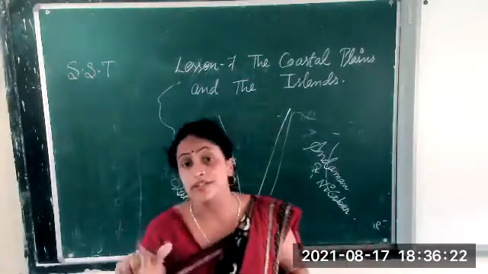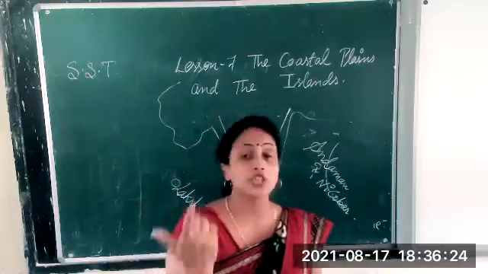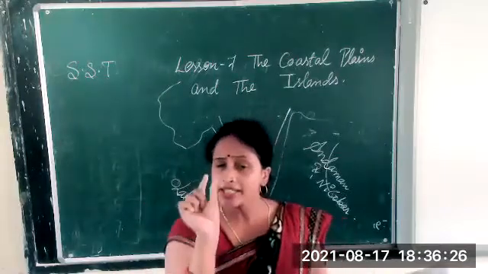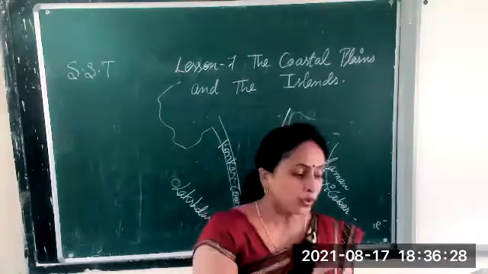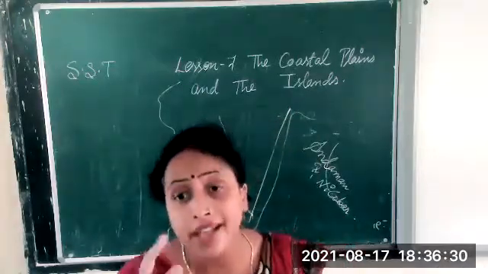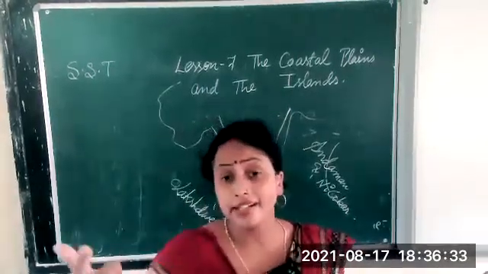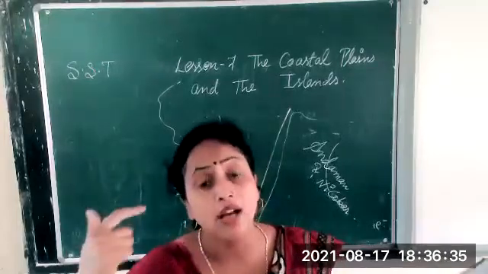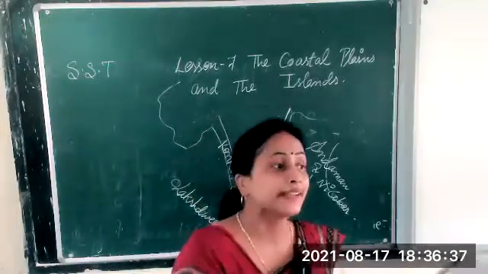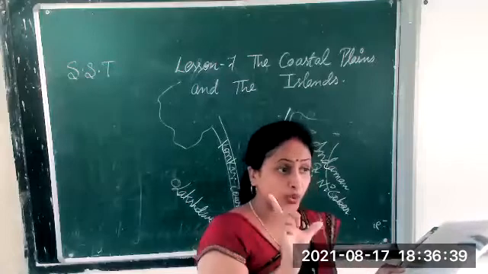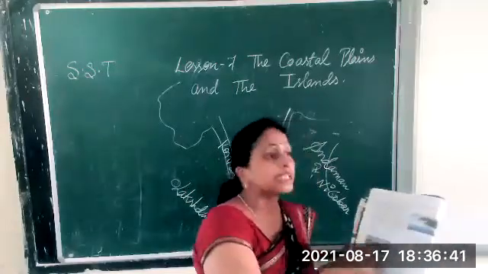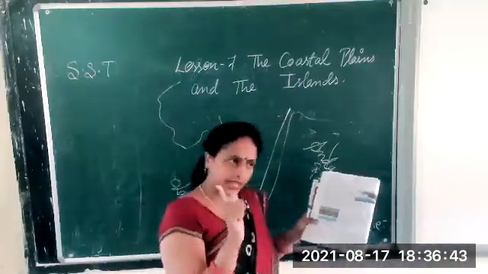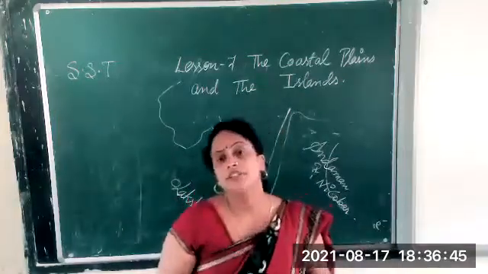36 islands were there. In which? In Lakshadweep Island, a total of 36 small islands were there. But only 10 islands are inhabited. Inhabited means people are living over there, only on 10 islands. Understand? Only 10 islands, where? In the Lakshadweep Island. Clear?